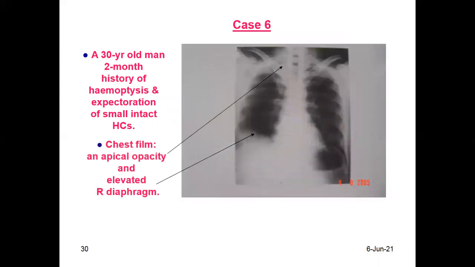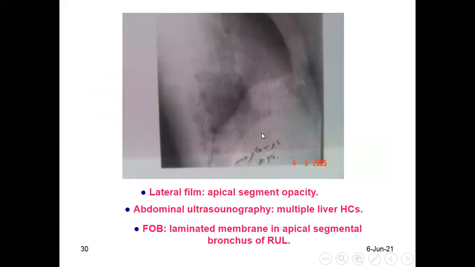The plain X-ray of the chest showed an apical opacity and an elevated right hemidiaphragm. The lateral chest X-ray showed an apical segmental opacity, and the abdominal ultrasonography revealed multiple liver hydatid cysts, while fiberoptic bronchoscopy revealed a laminated membrane in the apical segmental bronchus of the right upper lobe.